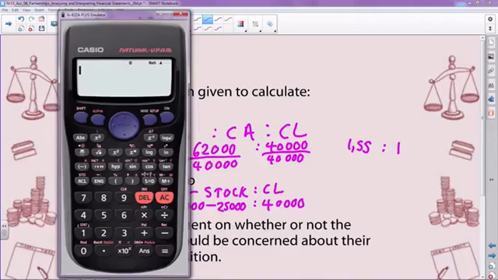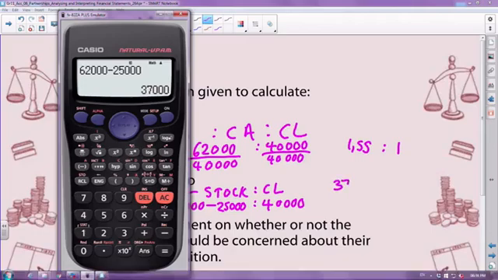Clear that. So we've got 62,000, that's my total current assets, minus 25,000, and that gives me 37,000. Okay, so let's just write this down here for you guys. 37,000 is being compared to 40,000.